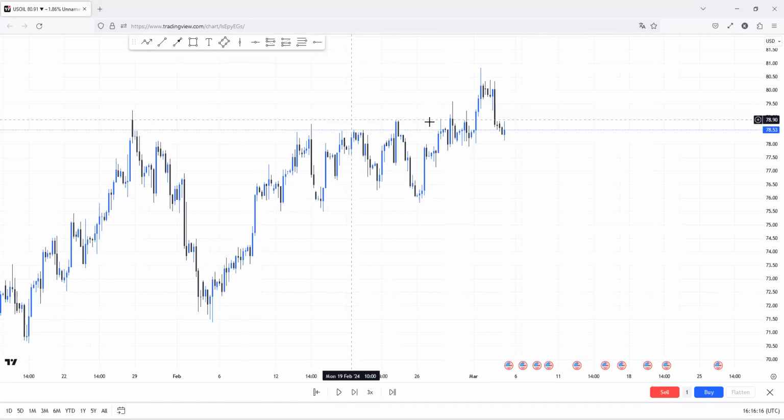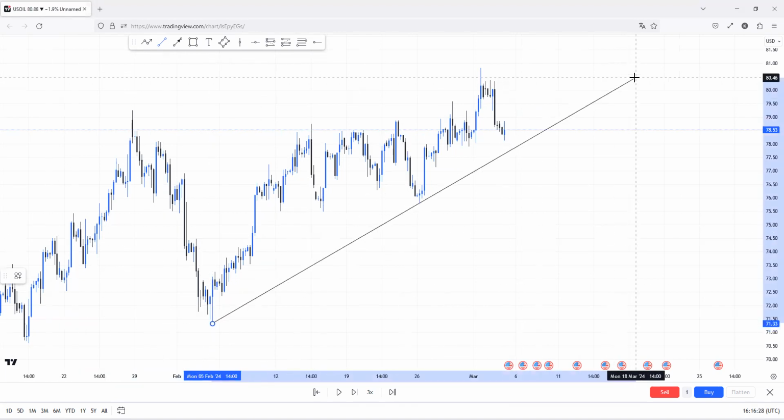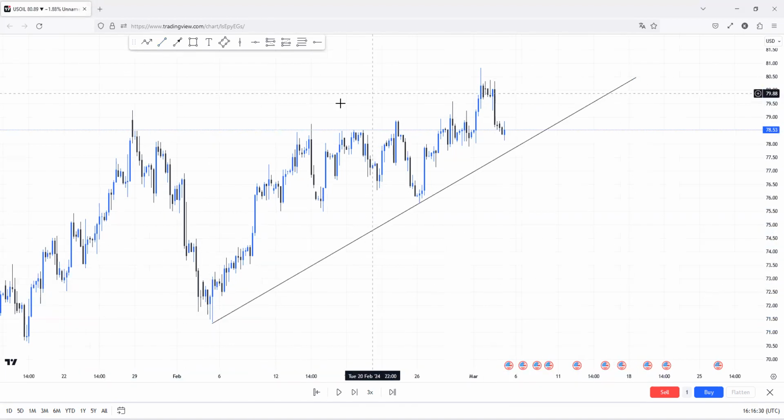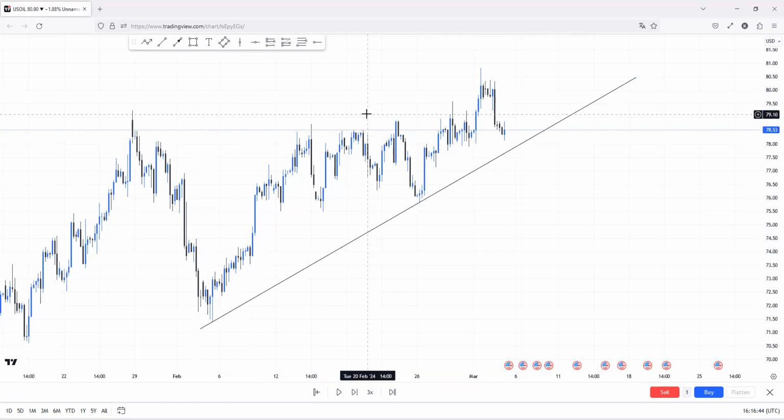I just had to draw a trend line like that. This is the lowest point of the trend, and I just had to draw my trend line like that. And for you to draw a very perfect trend line, you need to do it on, how do you call it in English, I forgot the word, but you need to draw it on those things. Les mèches en français. So that is the trend line.